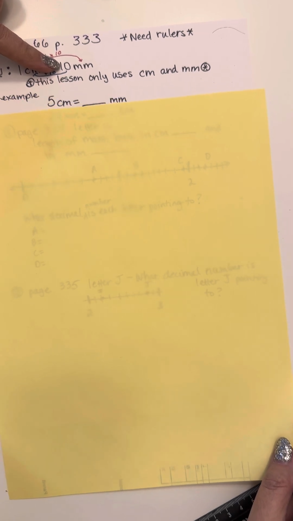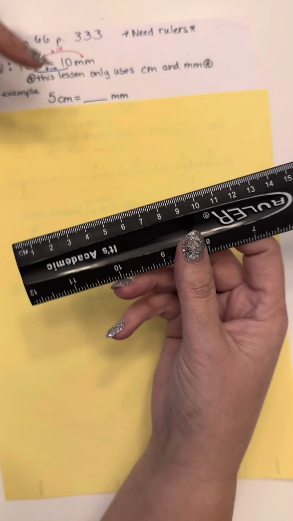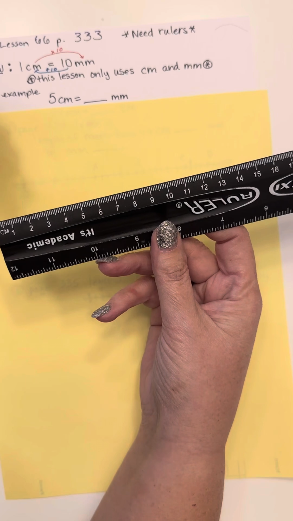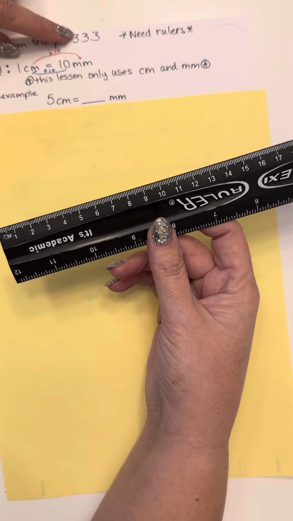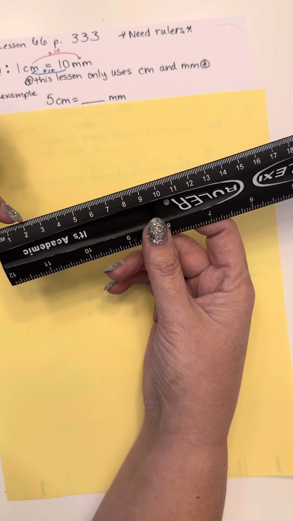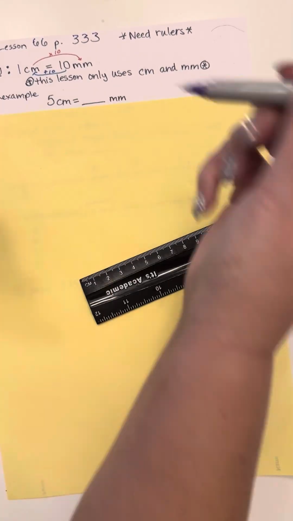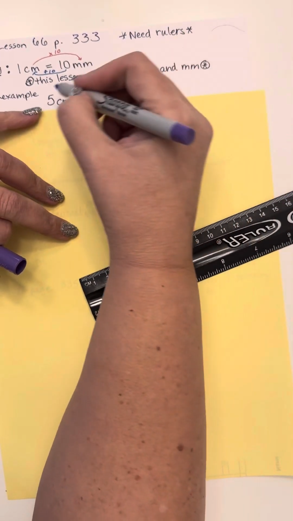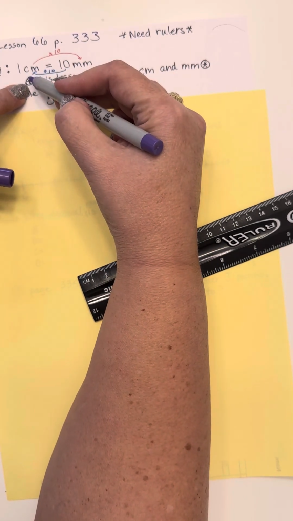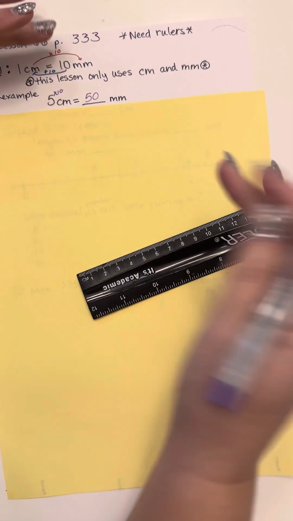Okay. So let's do some examples to refresh our brain. 5 centimeters, so that means I'm going all the way to the number 5, is how many millimeters? I'm either going to multiply it by 10, because I'm going from centimeters to millimeters, 5 times 10, or I can count 10, 20, 30, 40, 50 millimeters. So I took 5 times 10, because there's 10 millimeters in a centimeter. Or you can count it out on your ruler if that's an easier way for you. Okay, that one's pretty simple.